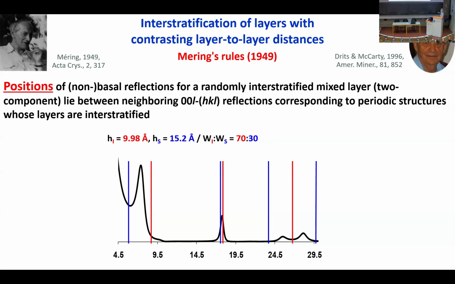So this is again nothing new. It was rationalized almost 80 years ago by Jacques Mering. And Victor Drits redid the same thing more recently for non-basal reflections, meaning hkl reflections, and we will see that a bit later on.